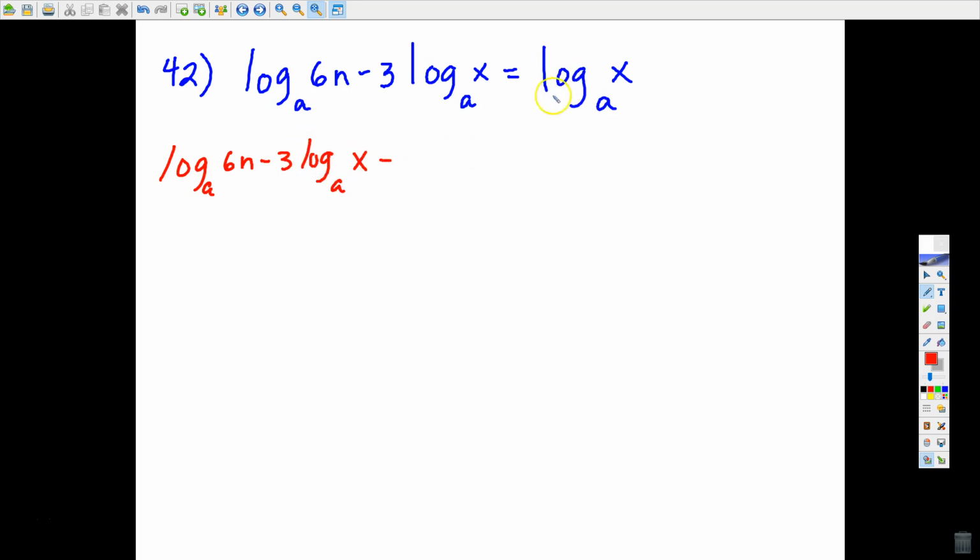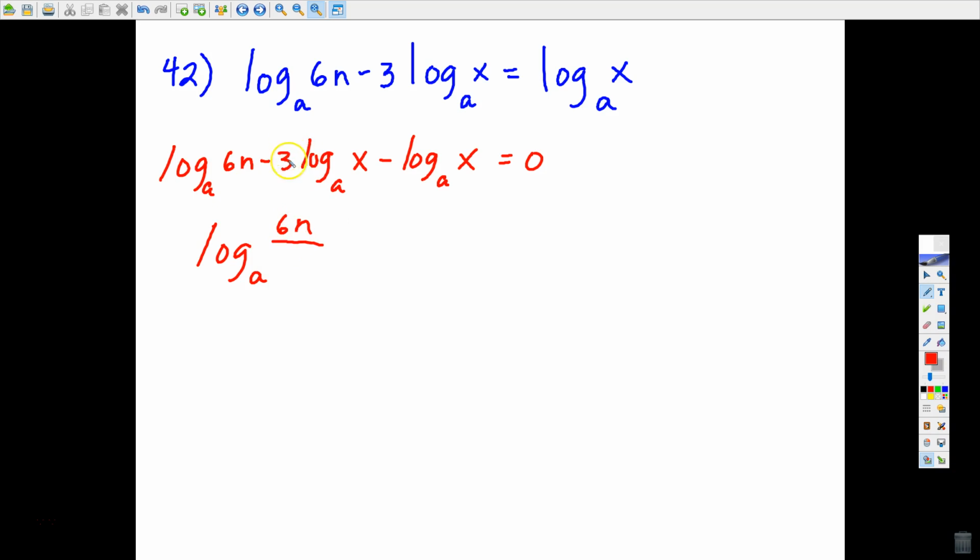And that's going to mean subtracting log base a of x from both sides. Okay, and now just think about what we did before. We have log base a of 6n minus 3 times log base a of x. So we need to put those together. They have the same base, so we can use the quotient property. Log base a of 6n.